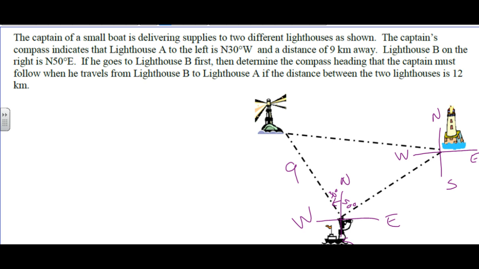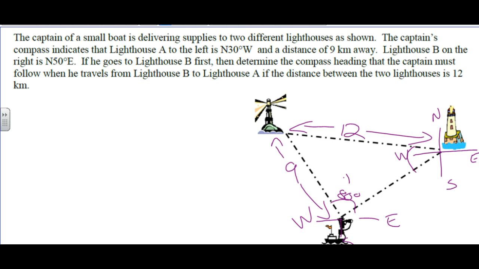If the distance between the two lighthouses is 12, so we know that this side here is 12. We know this side here is 9, and we know now, I'm just going to erase that, this angle in here is 80 degrees. Okay, so we have a known pair, right? We got an angle, we got the side opposite it. We can use the sine law. We can solve for this angle in here. Then we'll see if we can use that to figure out a compass heading.